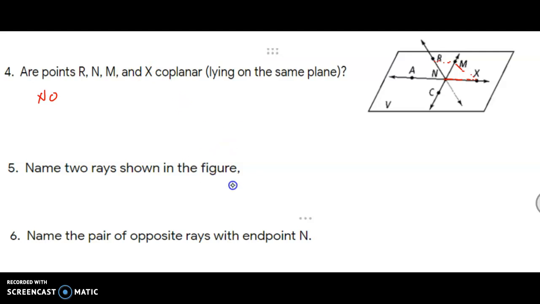Number five says name two rays shown in the figure. For a ray notation, it's kind of like a segment, but with an arrow.